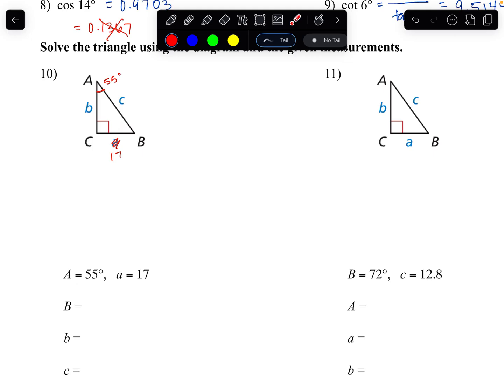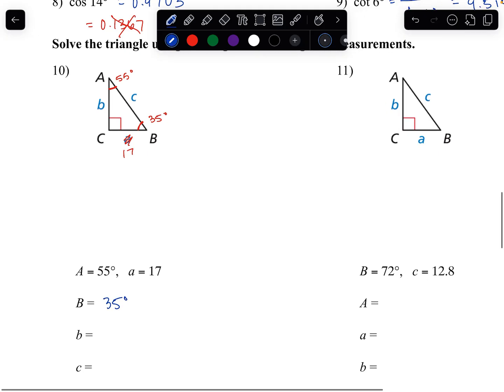I think the easiest thing to find right now would be angle B, because we know that the two acute angles have to add to be 90. So if you do 90 minus 55, you get that B has to be equal to 35 degrees. So we'll say 35 degrees for angle B. Now, as for the sides, since we only have one of the three sides, we can't use the Pythagorean theorem. So I'm going to use trig operations.